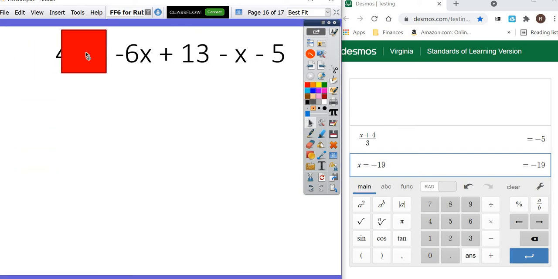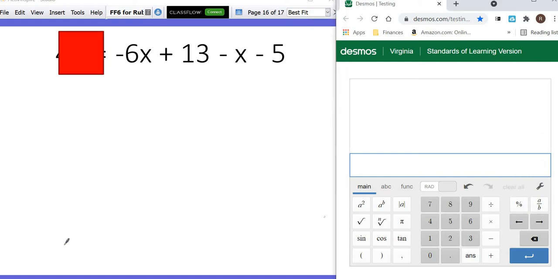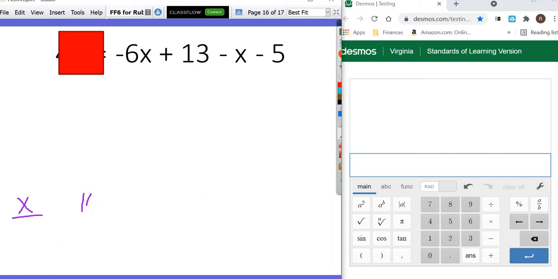If this was all you saw, the negative 6x plus 13 minus x minus 5, no equal sign, and it said simplify, then this is what you would do. The first thing you're going to do is you're going to have an x family, and you're going to have a number family. We're going to go through each piece of this and figure out where they go.